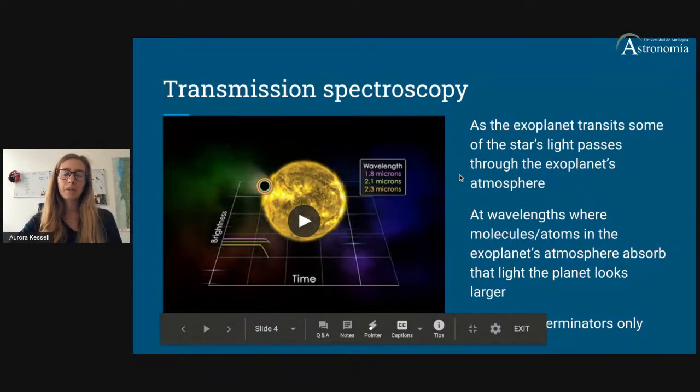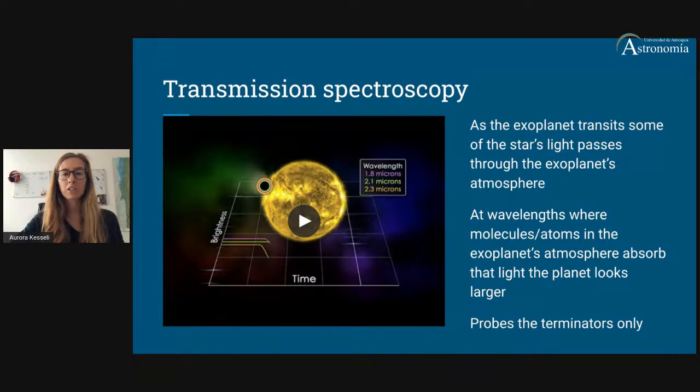Something you have to remember when you're doing transmission spectroscopy is that you're only looking at a very specific part of the atmosphere, the part right at the edge of the disk. When we talked about phase curves, we had the day side of the exoplanet, which is the whole front of the planet, and the night side. Here we're basically only probing something called the terminator, which is the region right at the edge between the day side and the night side.